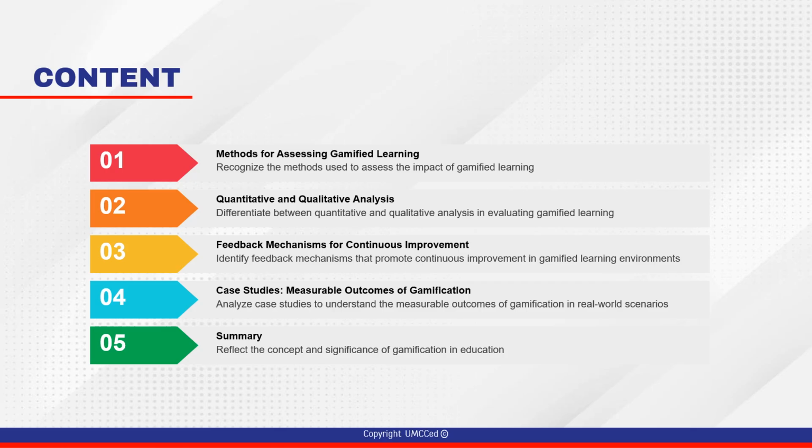This module contains 5 chapters: methods for assessing gamified learning, where students will be able to recognize the methods used to assess the impact of gamified learning; quantitative and qualitative analysis, where students will be able to differentiate between quantitative and qualitative analysis in evaluating gamified learning; feedback mechanisms for continuous improvement.